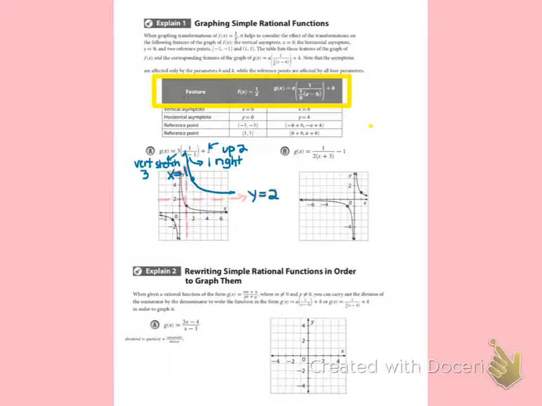And so then on the other side, instead of going 1 to the left and 1 down, I'm going to go 1 to the left and 3 down now. So that'll put me right about there. And so then I can again draw that branch. And so now I can see that this graph is stretched a little bit vertically when I compare it to the parent function. It's a little steeper, and it's been shifted 1 unit to the right and 2 units up.